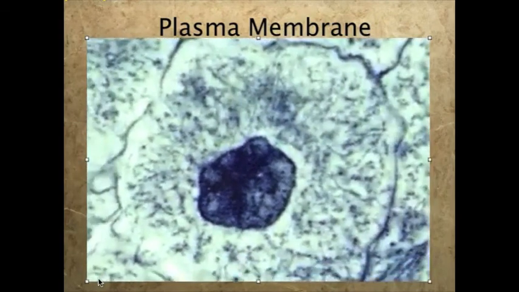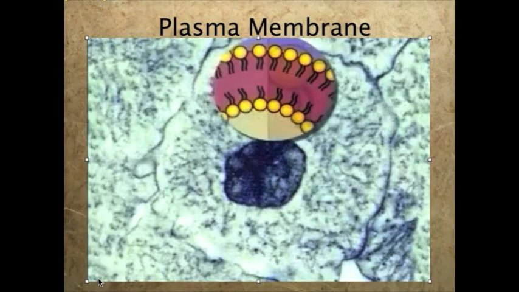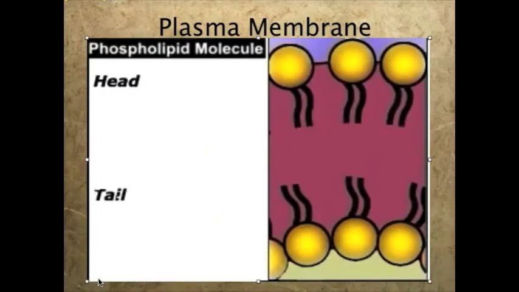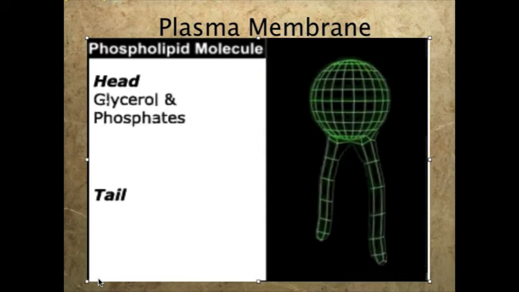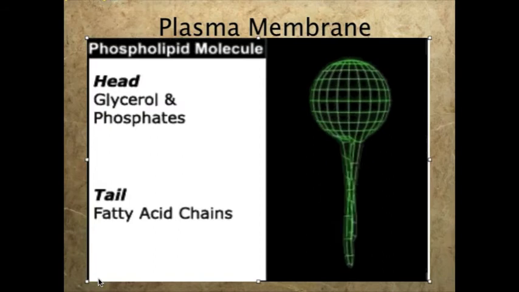The first molecule is a lipid. It is called a phospholipid because instead of the usual 3 fatty acid chains, there are only 2. The third bonding position is with a phosphate group. The phospholipid molecule is divided into a head region and a tail region. The head region is the glycerol and phosphate group. The tail region is the fatty acid chains.